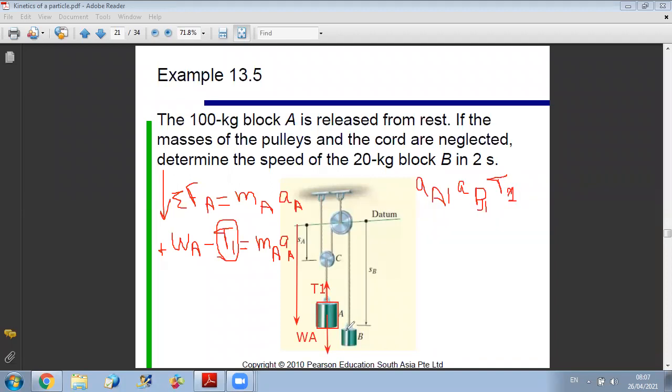Now I will move to block B. When I consider block B, the forces acting on block B are WB and the tension in this cord. Okay, so here, but can you tell me, is the tension in this cord equal to T1, or what is the relation between this tension and T1? So if I will call it T2, can I relate T1 and T2? Who can tell me how I can relate T1 and T2? What should I do?